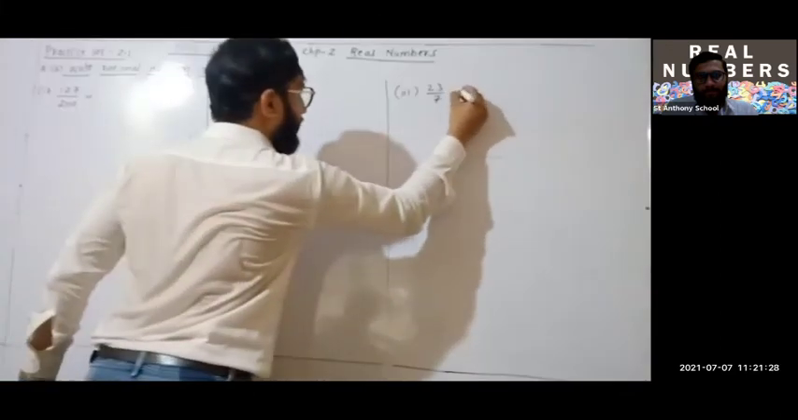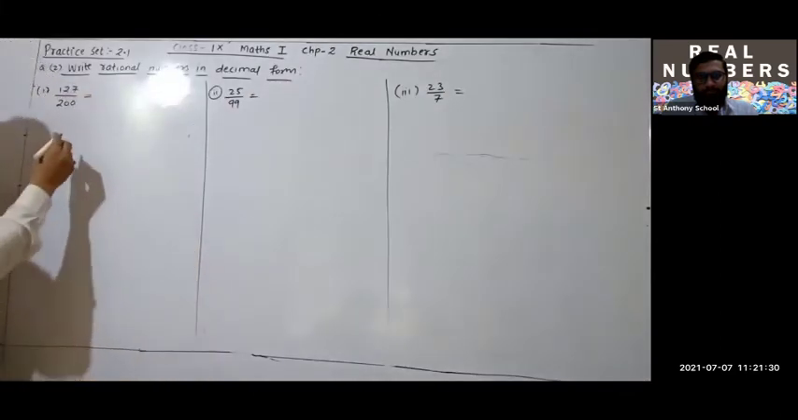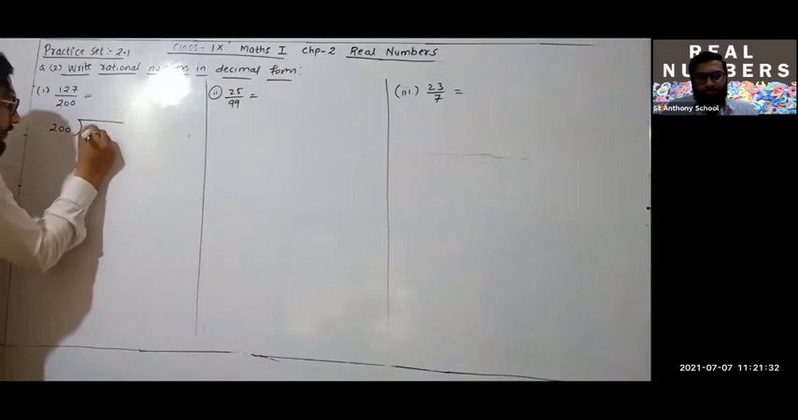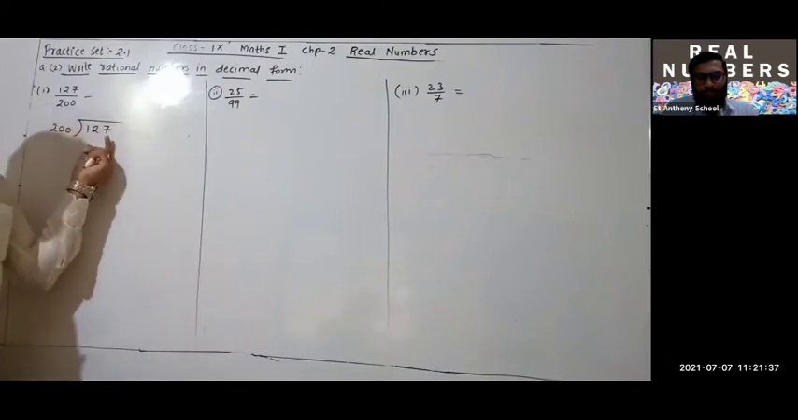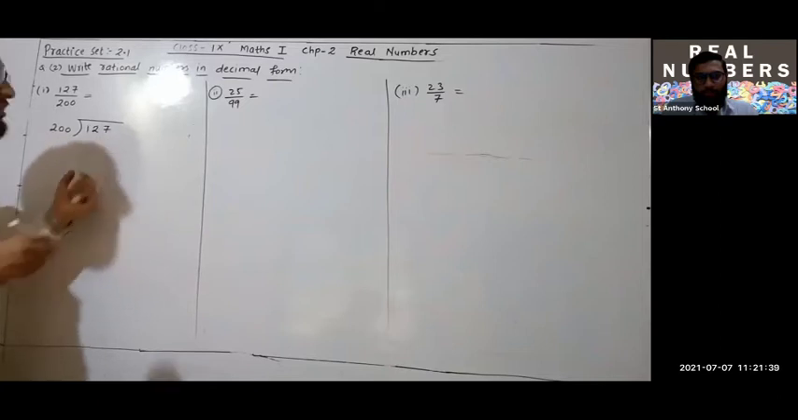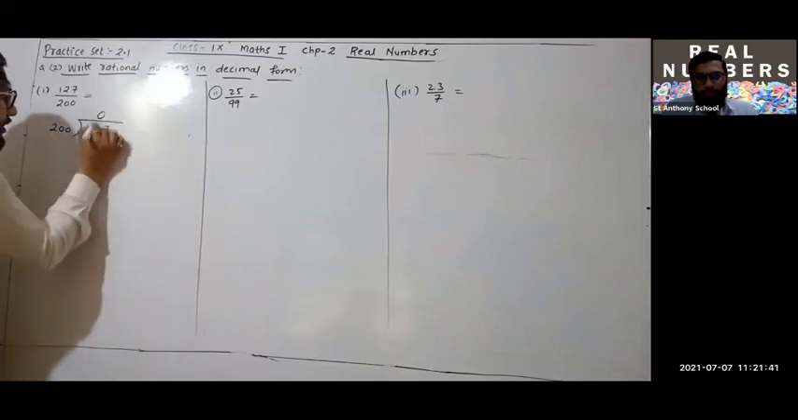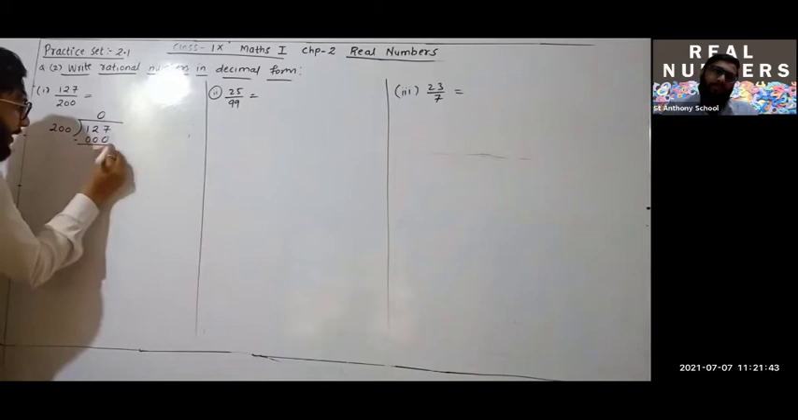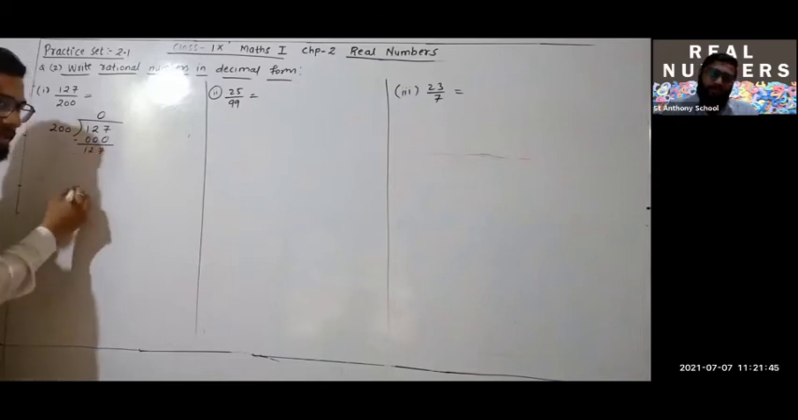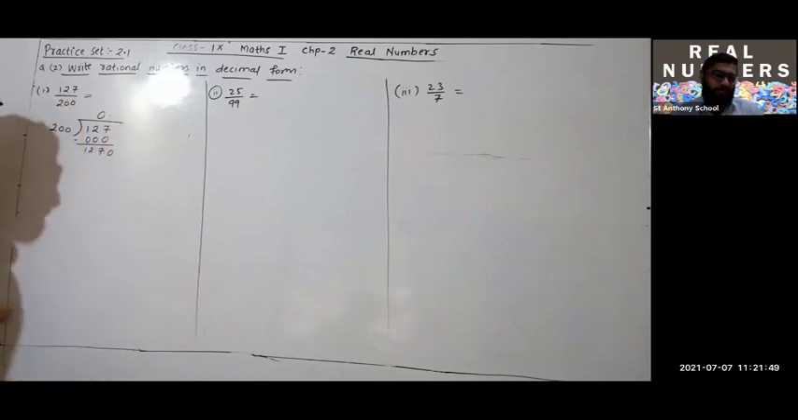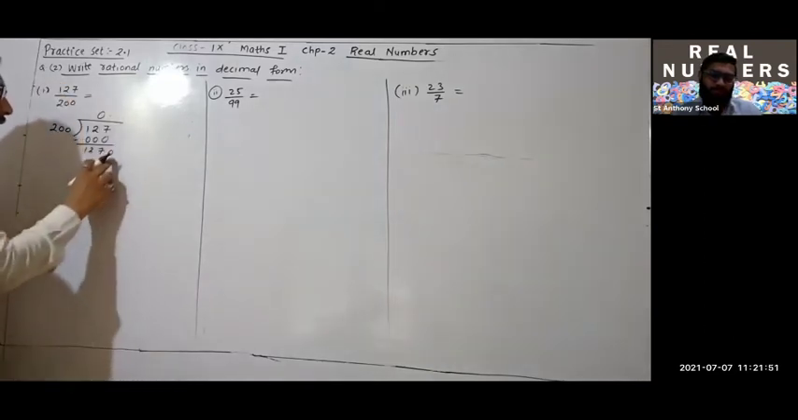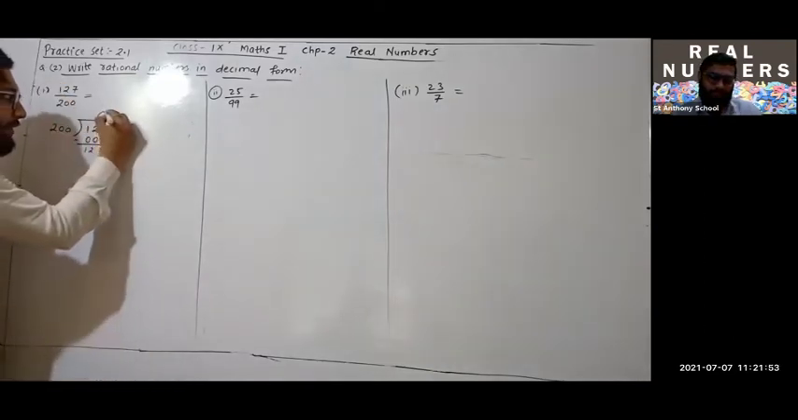See, 127 about 200, so we can take 200 outside, and here we have 127. As you can see, 127 is the smaller number. So what will you do? Firstly, we take 0s: 2 times 0 is 0, 200 times 0 is 0, right? So minus, you will get 127. Okay, what will you do? You will take 1 extra 0. So here you will have a point. Getting my word, guys? We will take an extra 0 here, so you will get 1 decimal point.